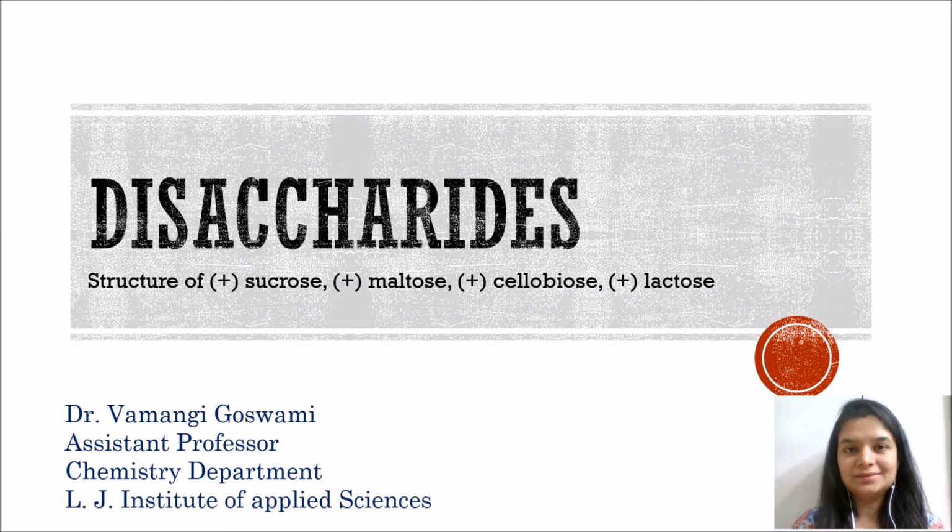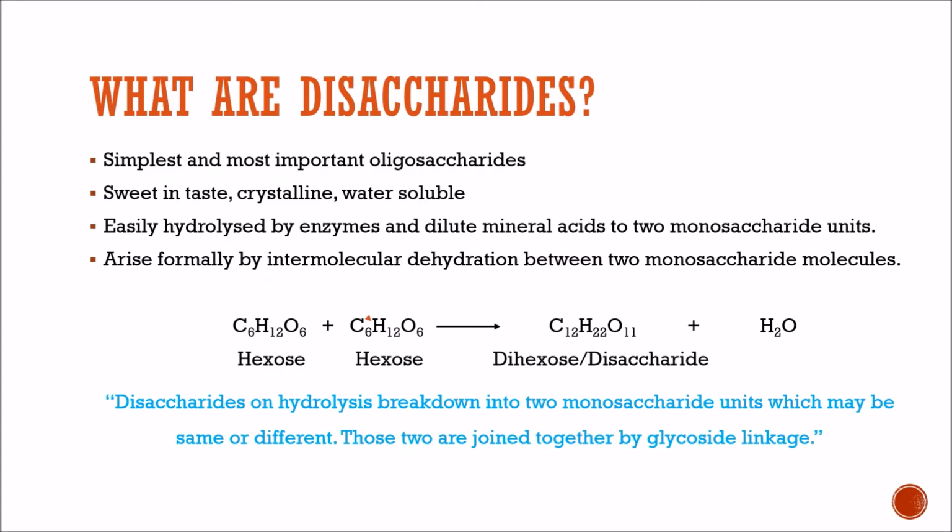Now first of all, let us understand what are disaccharides. Disaccharides are simplest and most important oligosaccharides. In general, they are sweet in taste, crystalline and water soluble substances. They are easily hydrolyzed by enzyme and dilute mineral acids to two monosaccharide units. These arise formally by intermolecular dehydration between two monosaccharide molecules. Disaccharides on hydrolysis give two monosaccharide units which may be same or different. Those two are joined together by glycoside linkage.